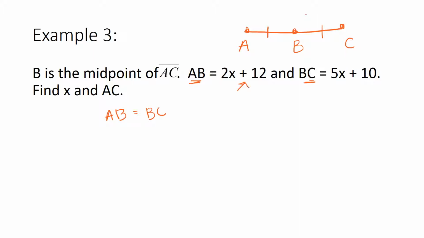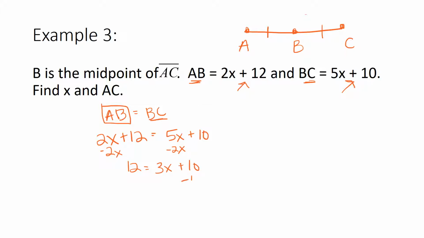Now we know what AB is and we know what BC is. So instead of writing AB and BC, why don't we just write the equations that stand for them? 2x plus 12, which is AB, equals BC, which is 5x plus 10. Again, once we get this set up and we understand the postulates, it just becomes that algebraic problem. So I'm going to subtract the 2x, subtract the 2x, 12 equals 3x plus 10, subtract the 10, subtract the 10, 2 equals 3x. It's not going to divide out nicely, but it will give us a fraction. So divide both sides by 3. X is going to equal 2/3.